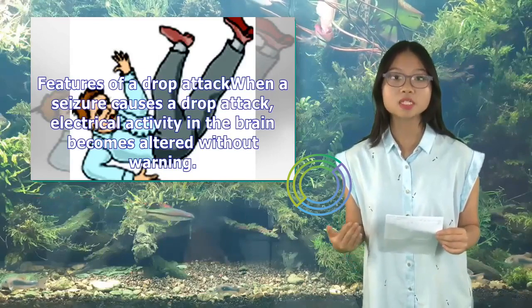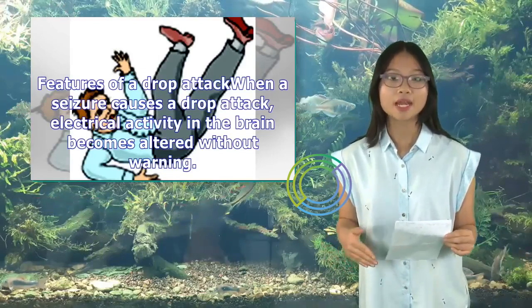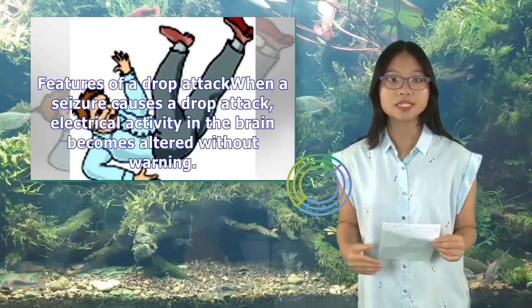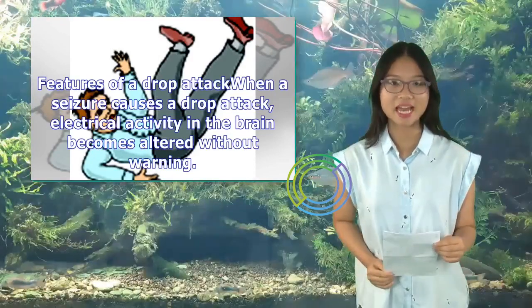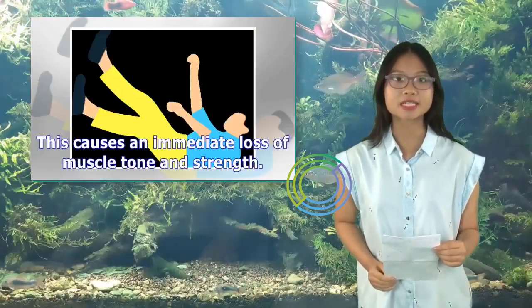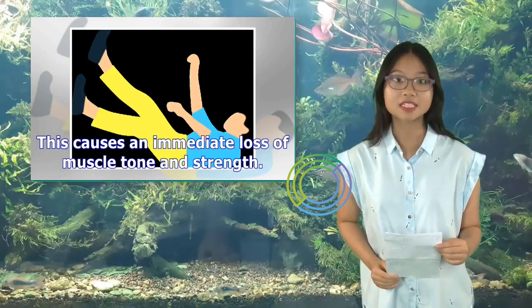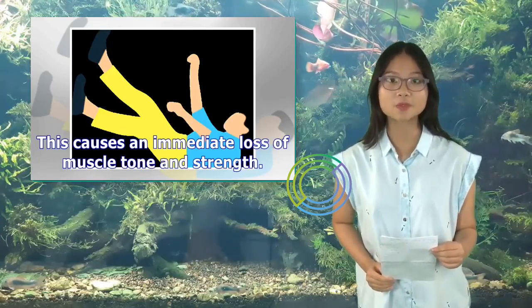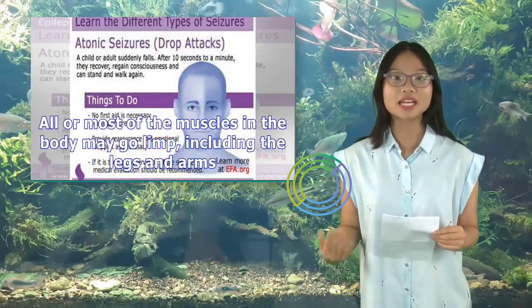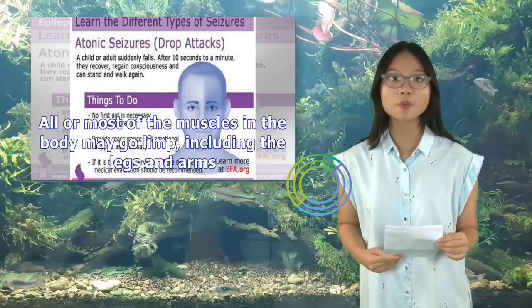Features of a drop attack. When a seizure causes a drop attack, electrical activity in the brain becomes altered without warning. This causes an immediate loss of muscle tone and strength. All or most of the muscles in the body may go limp, including the legs and arms.